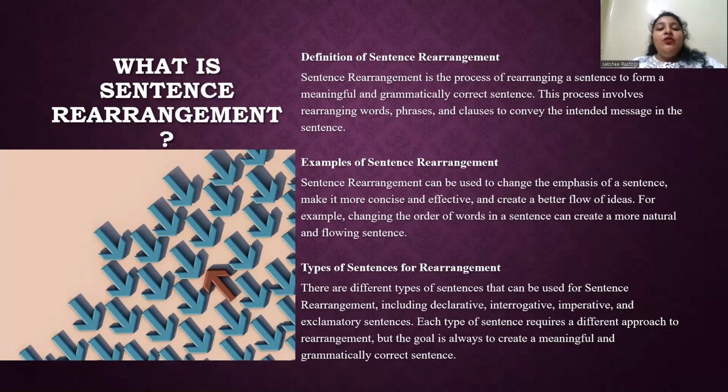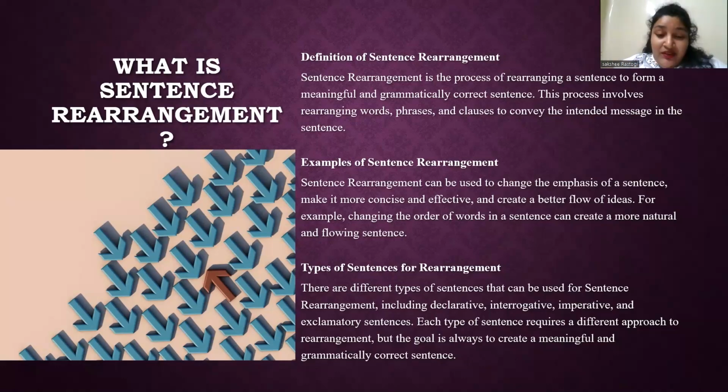For example, I went to the store and I bought some milk. Rearrangement example is, I bought some milk and I went to the store. Complex sentences contain an independent clause with a complete thought plus one or more dependent clauses, which are incomplete thoughts. For example, when I got home, I realized I had forgotten my keys. So the rearrangement is, I realized I had forgotten my keys when I got home.